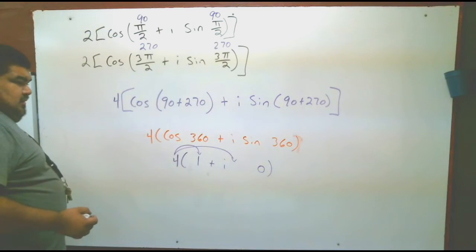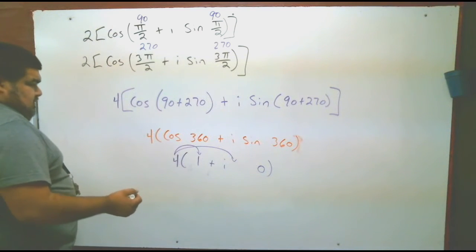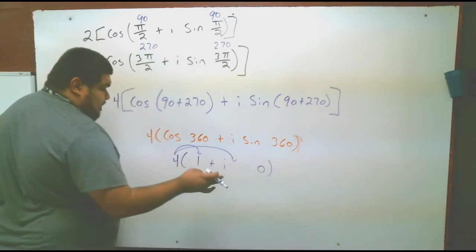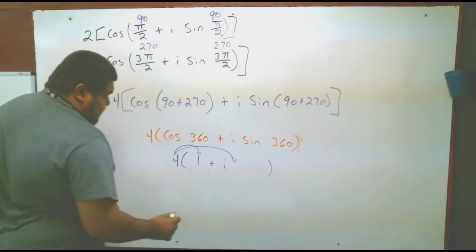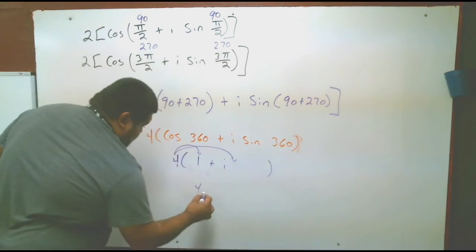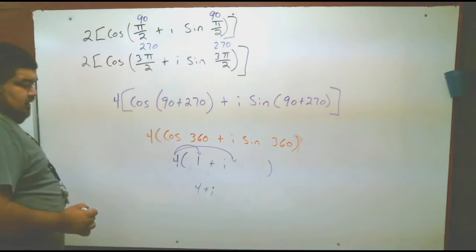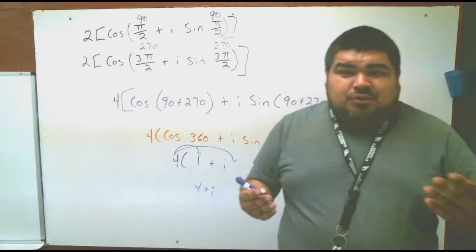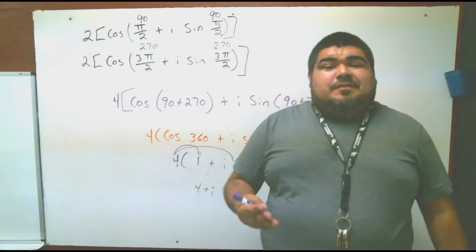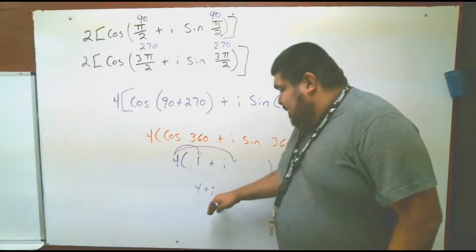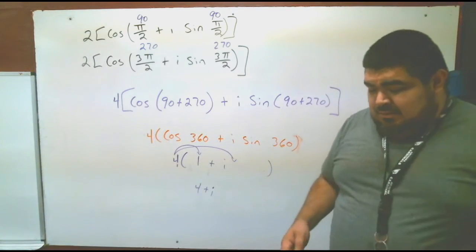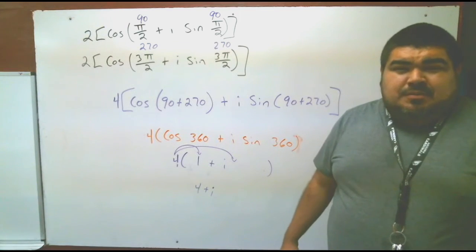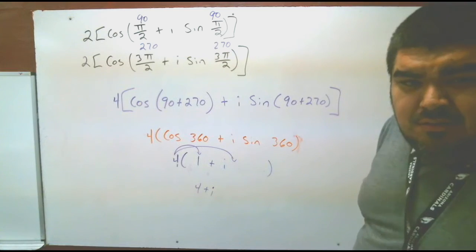Keep in mind, since 0 and i are two different numbers, technically we do not have the 0 anymore. So your answer would be 4 times 1, which is 4, plus i. Because i and 0 are two different things. One's imaginary, one's real. The real number cancels out, but you still have the imaginary number in there. So 4 plus i will be your answer. Alright, so make sure you have this in your notes.